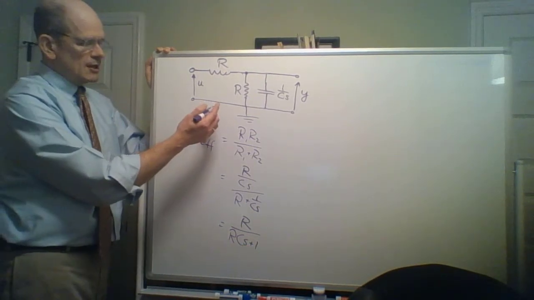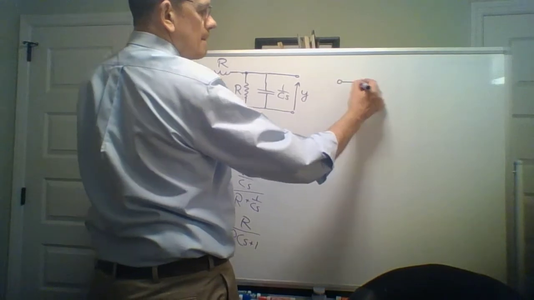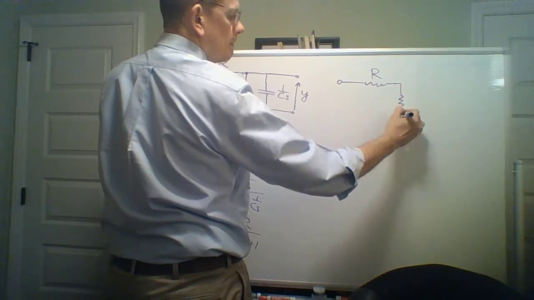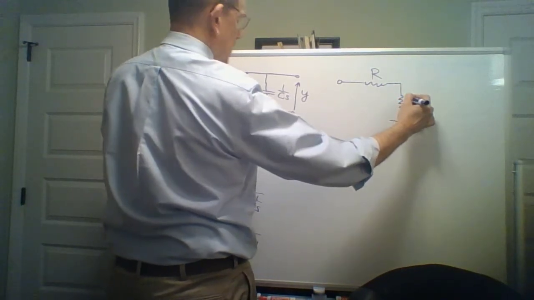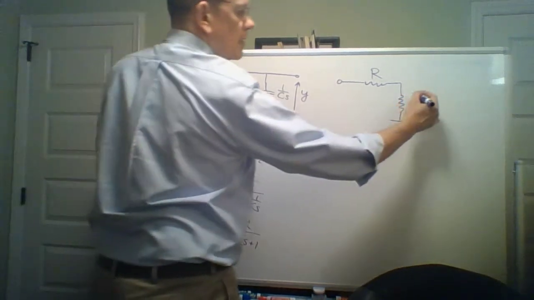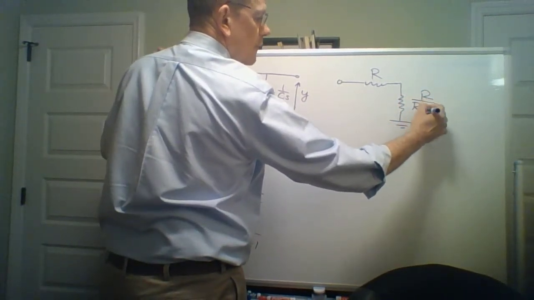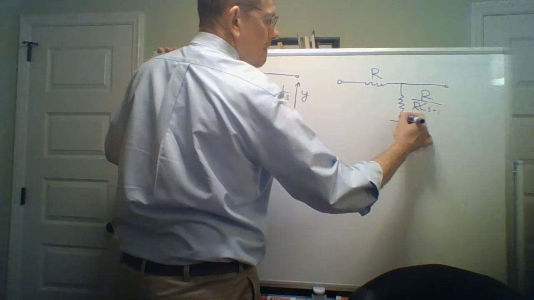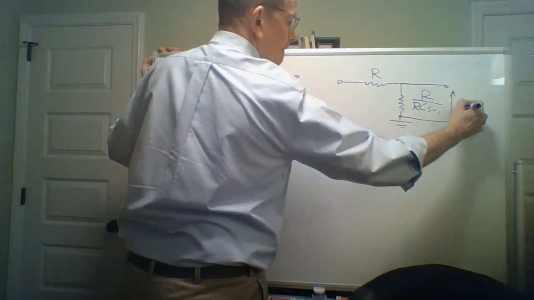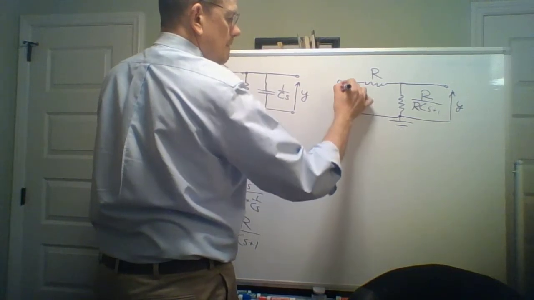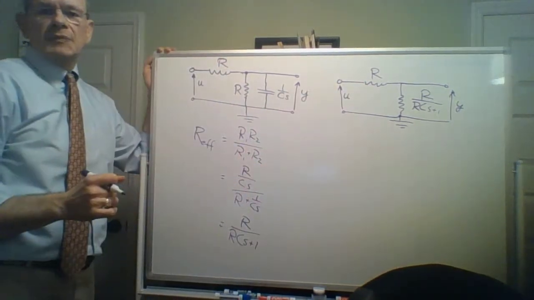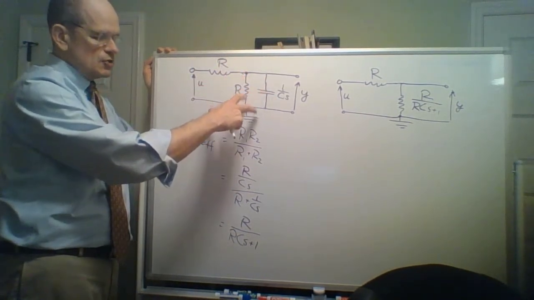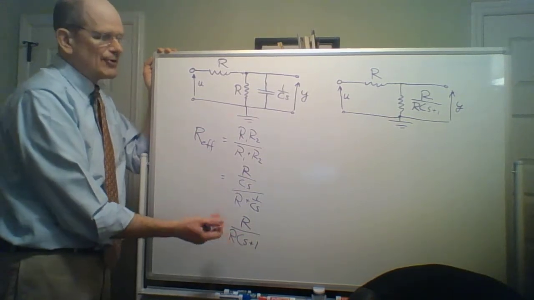So this circuit can be analyzed as if it were... and this resistance here is this equation here, R over RCS plus 1. And now this is the output voltage Y. And this is the input voltage U. So again, we can do algebra to analyze these two circuits in parallel. We don't have to write differential equations. We just use all the formulas that are already familiar to us.